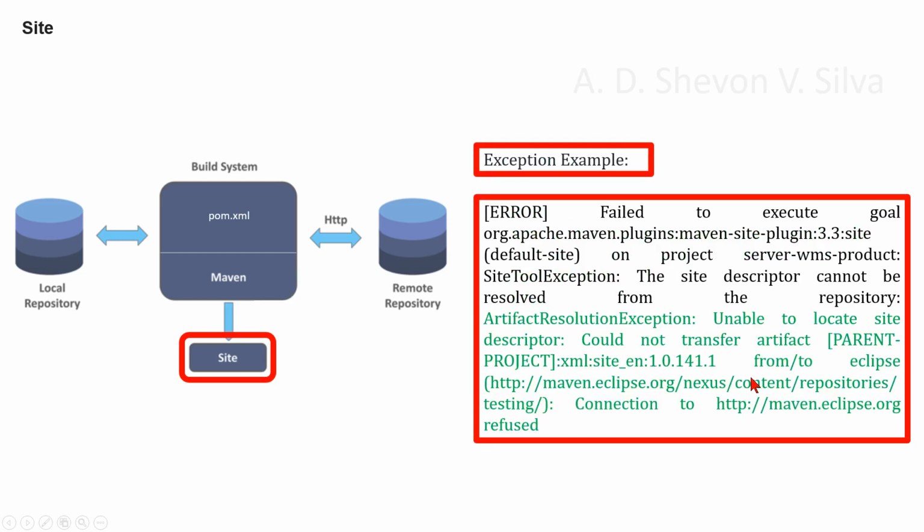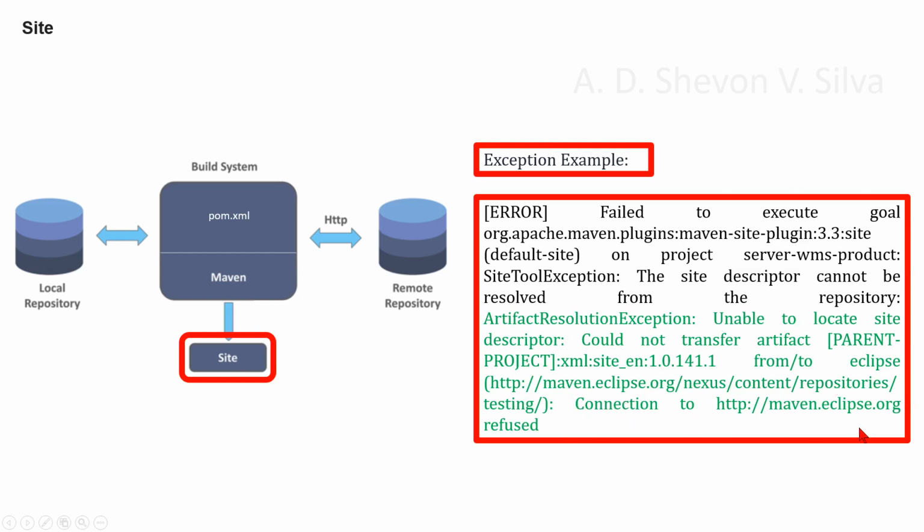As an exception example, we can consider this. Here it fails to execute goal, etc. And this is an artifact resolution exception: unable to locate site descriptor, could not transfer artifact parent project xml site_en:1.0.141.1 from to Eclipse, and so on.